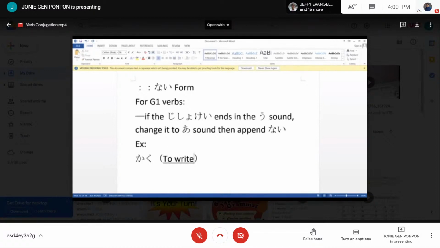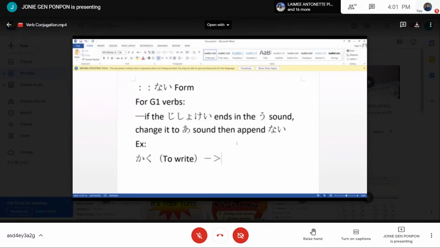And then for the nai form of that, let's have the rule. If the jisho-kei ends in the U sound, okay, K-U, change the U sound to A sound, then append nai. Under the K column, there is ka, ki, ku, ke, ko. Right? So, change ku to ka, and then append the nai.